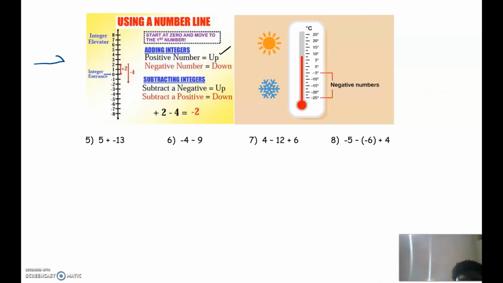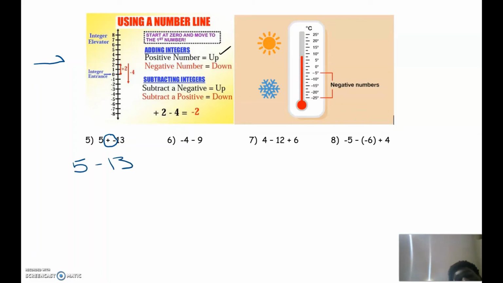So in question number 5, again, we see a case of double signs. We have a positive times a negative. Now both of the signs are different, so when we multiply two different signs, we should expect a negative outcome. So our new question now becomes 5 minus 13.